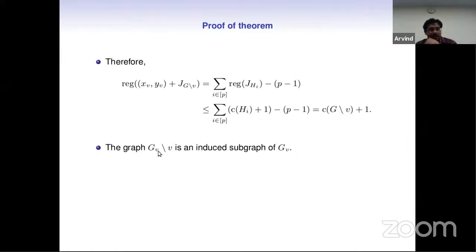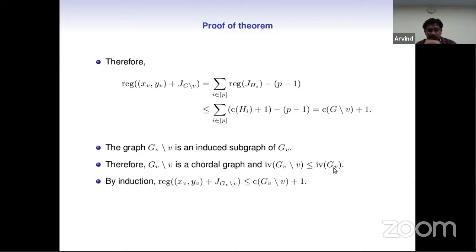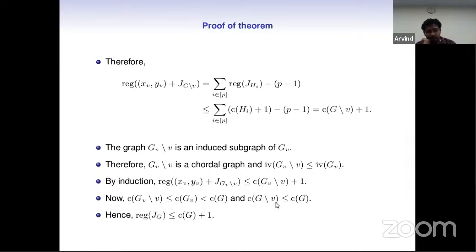The graph G_v without v is an induced subgraph of G_v, so this is again a chordal graph, and the number of internal vertices of G_v without v is less than or equal to the number of internal vertices of G_v. So we can use induction. By induction, the regularity of this ideal is bounded above by the number of maximal cliques of G_v without v plus 1. Now by the previous lemma, the number of maximal cliques of G_v without v is less than or equal to the number of maximal cliques of G_v, which is strictly less than c(G). Hence, by using the regularity lemma and these inequalities, we get that the regularity of J_G is bounded by c(G) plus 1.